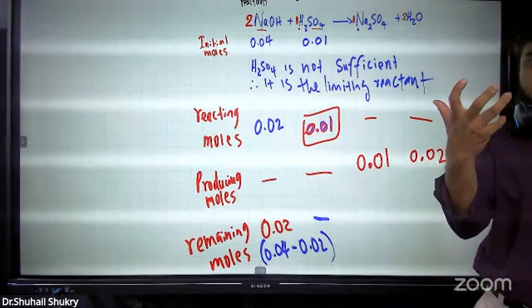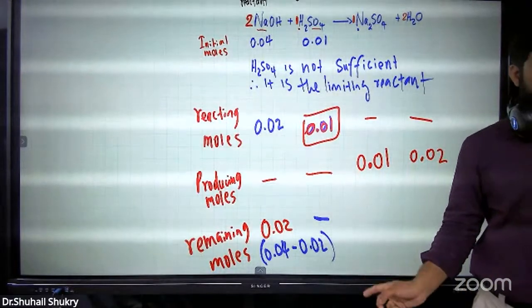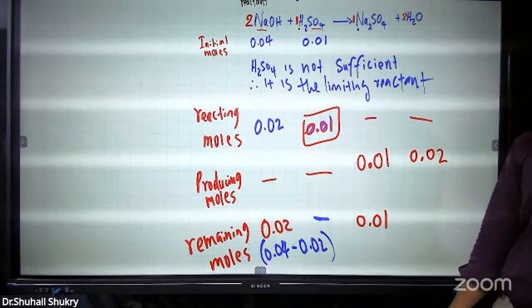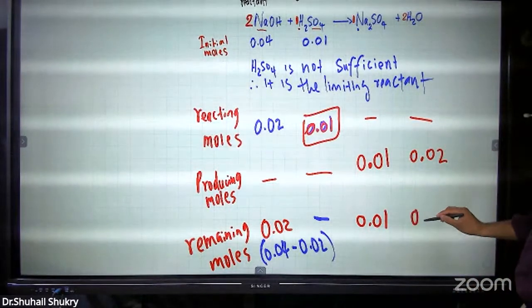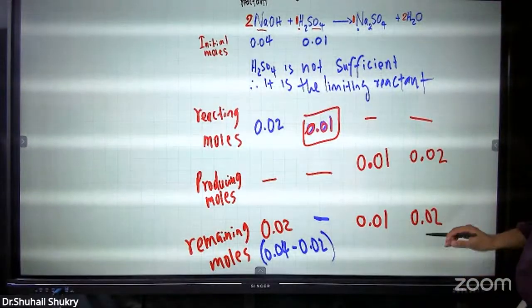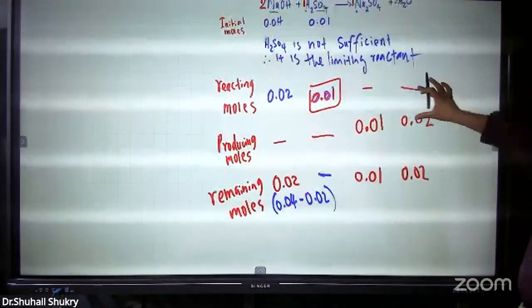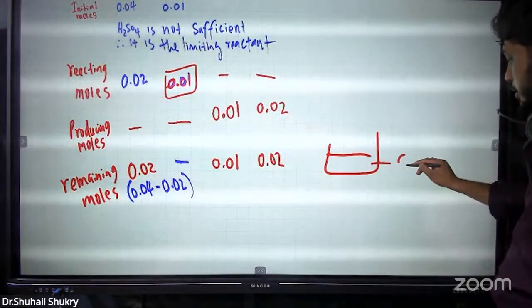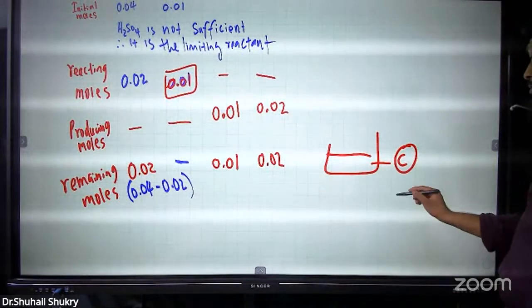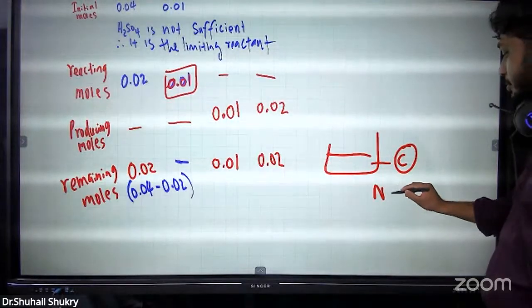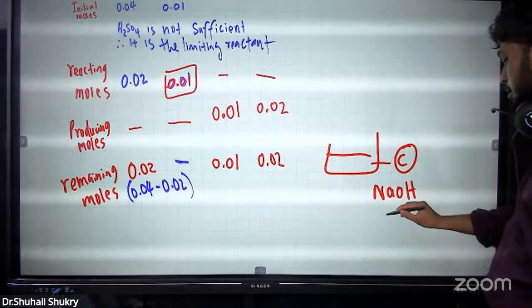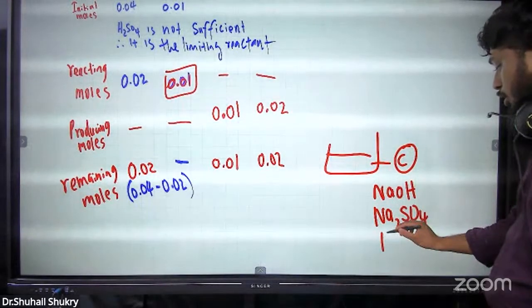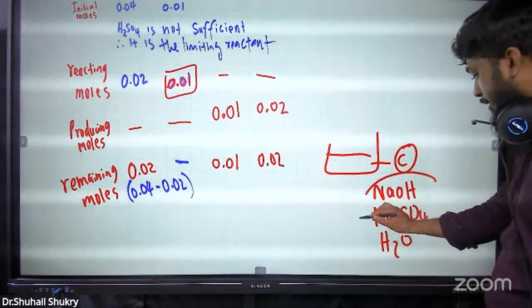What is in the final C solution? Sodium sulfate is also there. How much sodium sulfate is there? 0.01. Do we have water in this? Yes, 0.02. Finally, what is this remaining solution in C? C is a mixture of sodium hydroxide, sodium sulfate and water. So finally, these are the things in this.